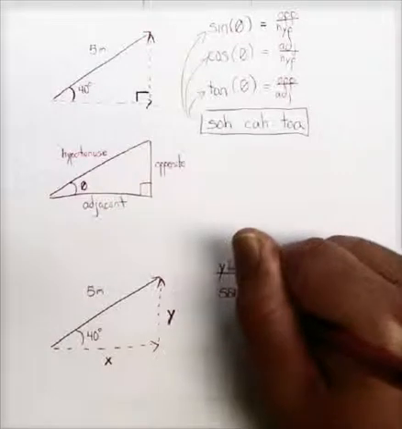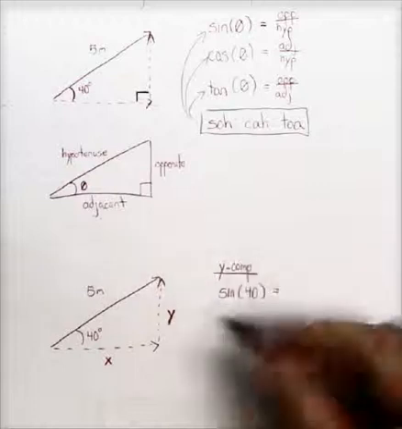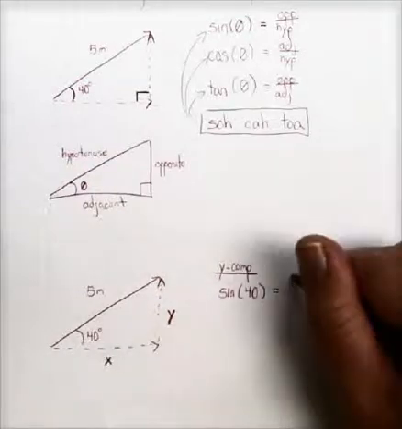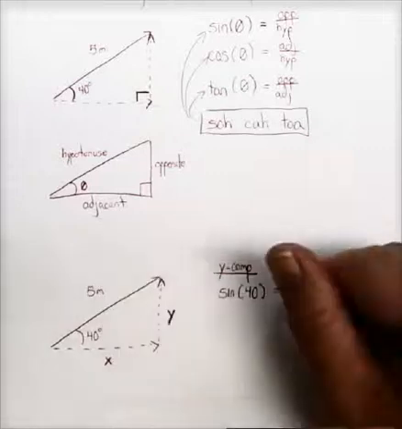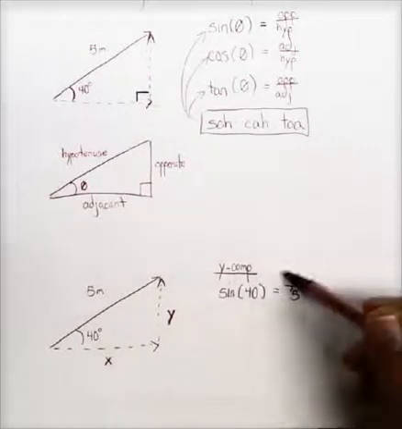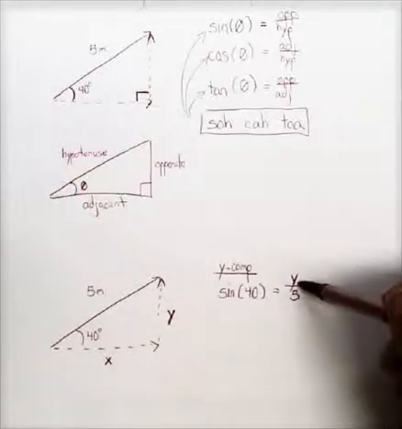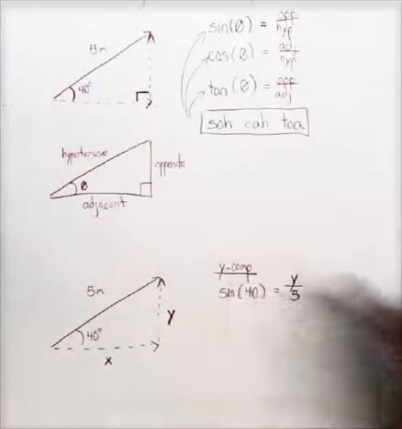Here I say that the sine of 40 is equal to the opposite side, which we don't know, divided by the hypotenuse. The length of the hypotenuse is 5. And remember, this y value that we're finding here is the length of this side. Now it's just a simple matter of solving this problem.